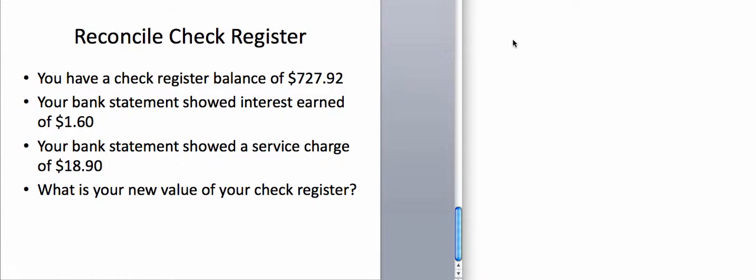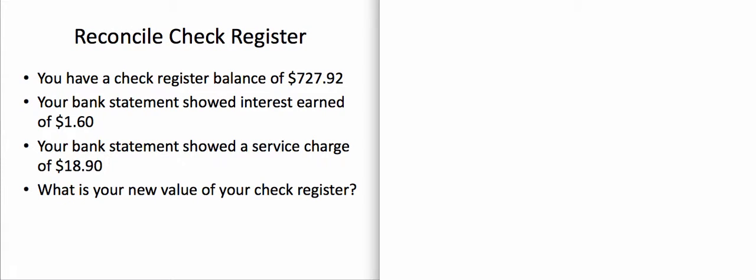Very similarly, you also have to reconcile your check register. In this case, this is a whole different example, so it's not going to match up to what we had. Your balance could be $727.92. Interest earned: when you have a checking account with a bank, the bank pays you money to have that account. So for interest earned, you add in $1.60.